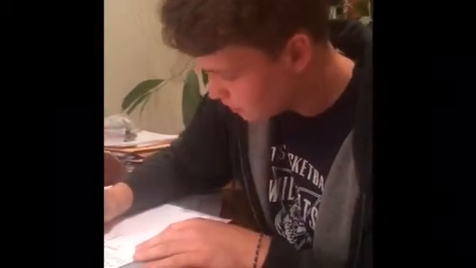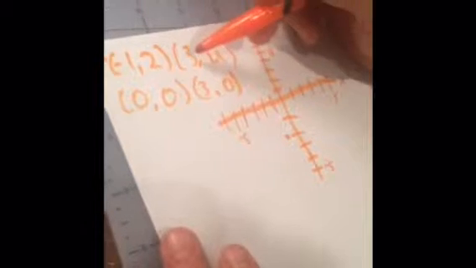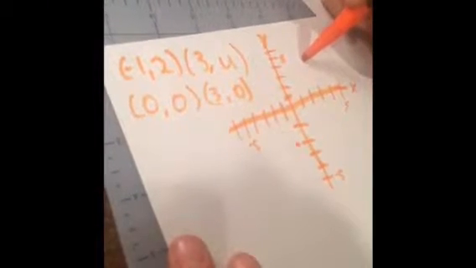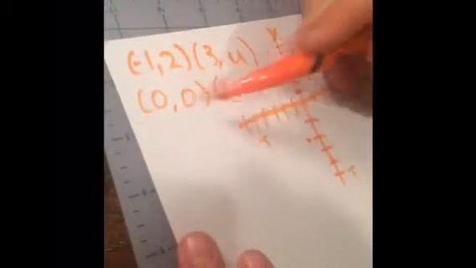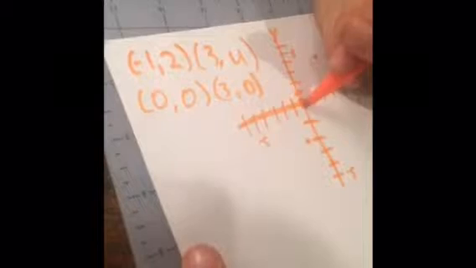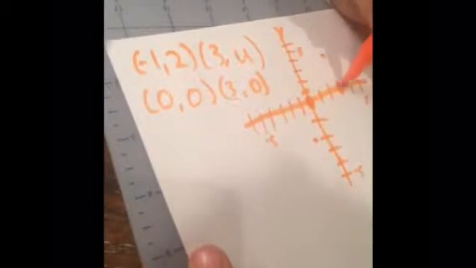Some easy points. So -1 and 2. So that's going to be over -1 and down 2. So it's going to be down here. Next one, +3. So over here, +3, and then up 4. So up to here. Next one's just going to be at the midpoint, so 0, 0, which is pretty easy. The next one, 3, 0, so just over here.